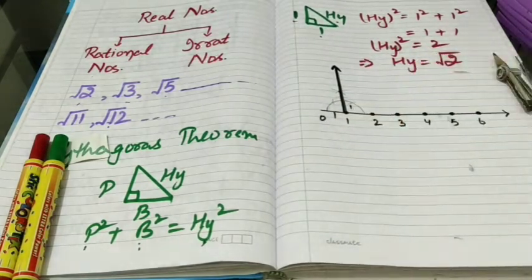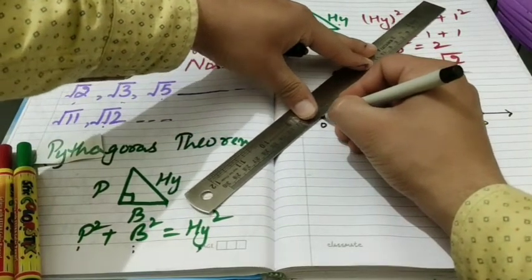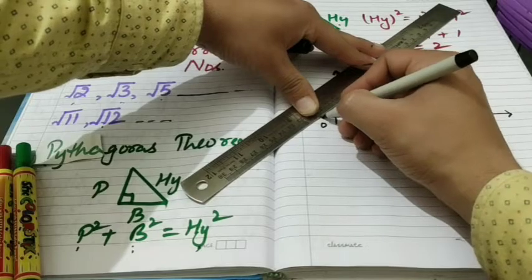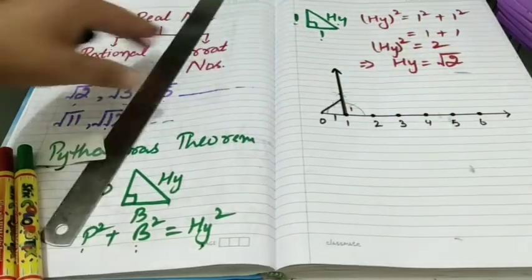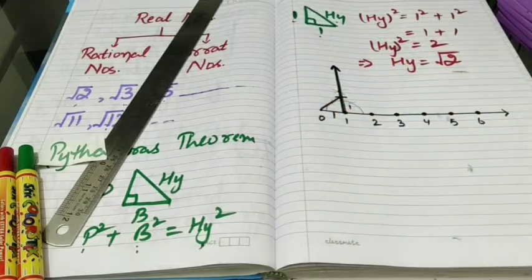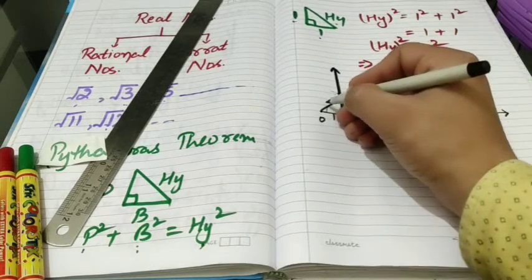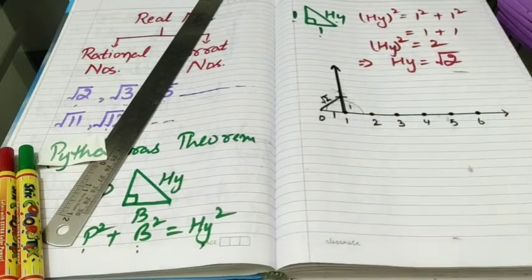Now we have to make the hypotenuse like this. Base is 1, altitude is 1, and hypotenuse becomes square root of 2.